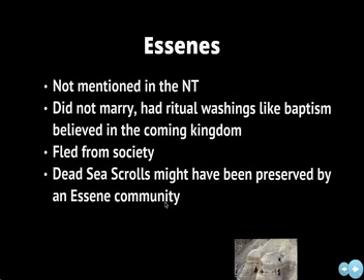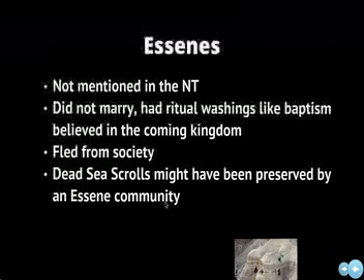Okay, another group, in addition to the Pharisees and Sadducees, is the Essenes. Now, the Essenes do not show up in the New Testament. However, they have beliefs that were very similar to early Christians, or some early Christian groups. So much so that some people think that Jesus was an Essene, and John the Baptist was an Essene. So it's very important to know who the Essenes were.